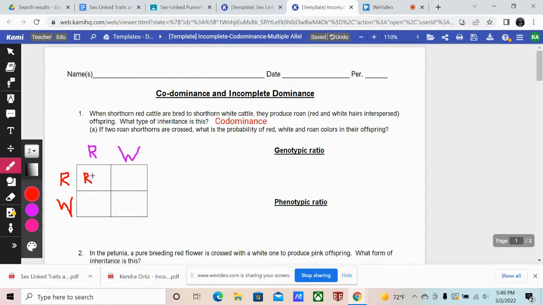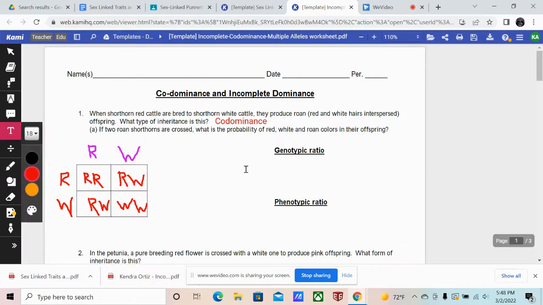This one's going to be RR. You can probably guess what color that cow is going to be. It's going to be all red. This one's going to be roan, RW, red and white. This one's also going to be red and white. And this guy right here is going to be all white. All right, so we need one more W.